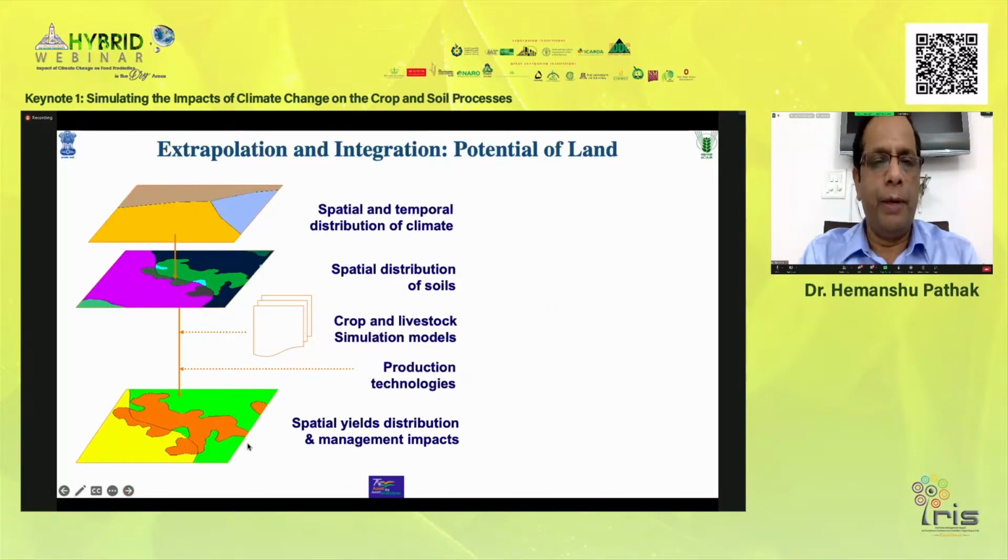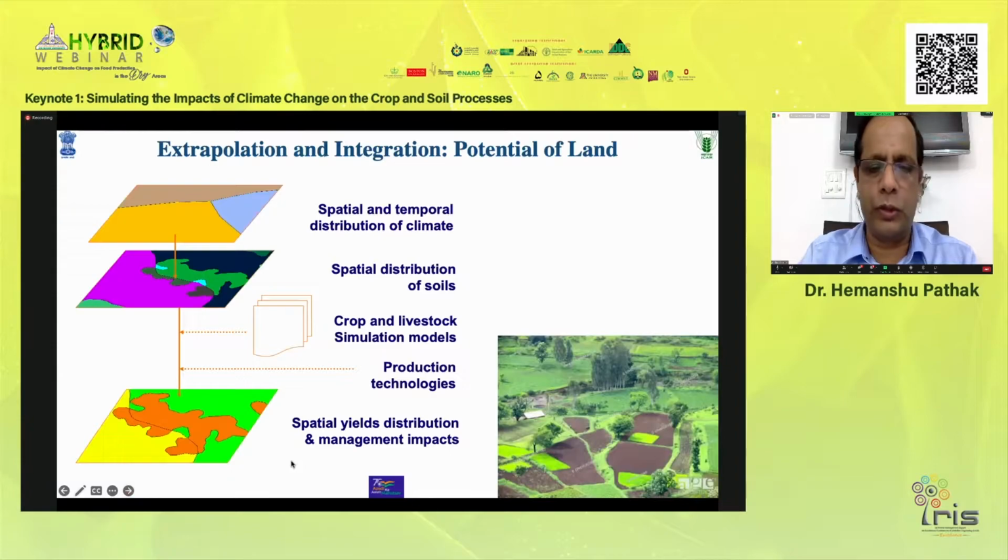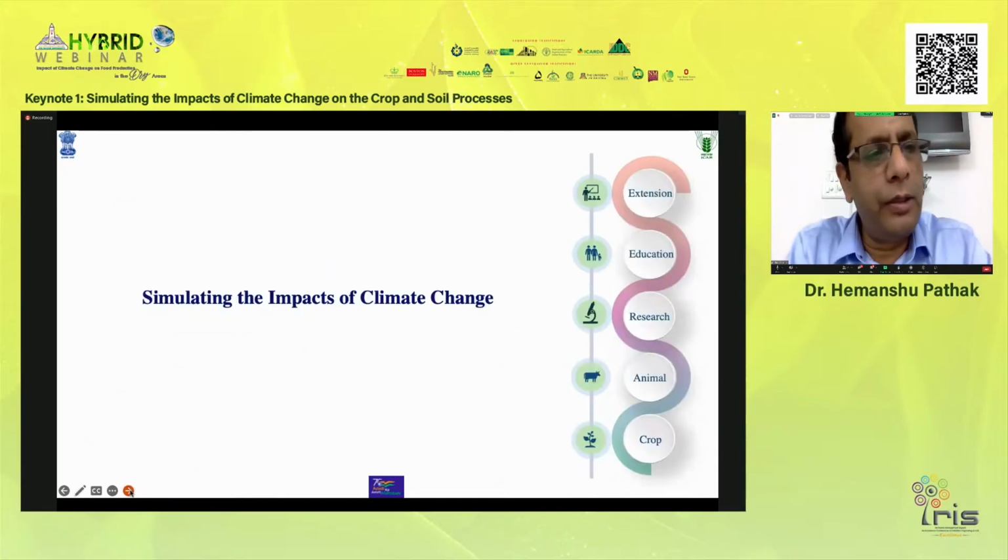and so on. But of course, using these models, you can then extrapolate and integrate several other dimensions, including spatial as well as temporal distribution of climate, spatial distribution of soils, crop and livestock simulation models could be included. And then, of course, you can also put production technologies, new interventions, and then you will be able to calculate what is going to be the spatial yield distribution, what are the management impacts, and what kind of management you can go for to reduce those kinds of adverse impacts. So these are all the potentials of simulation models.